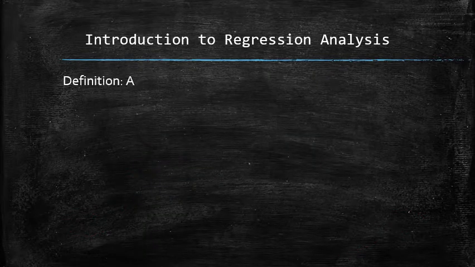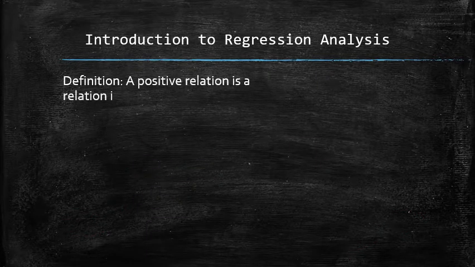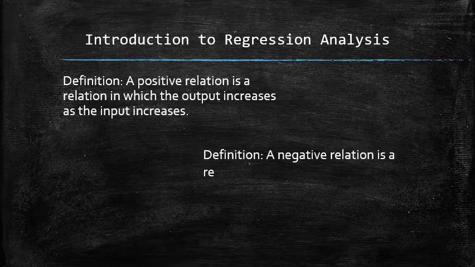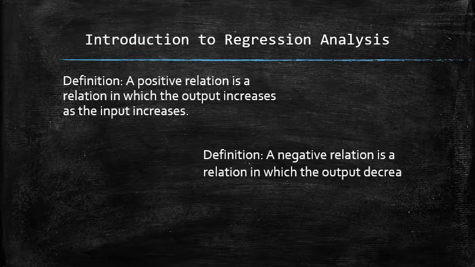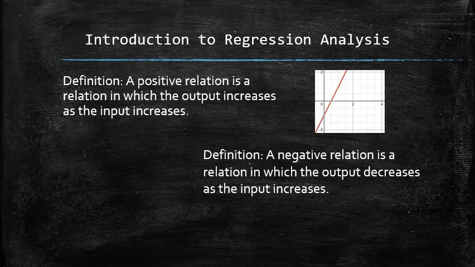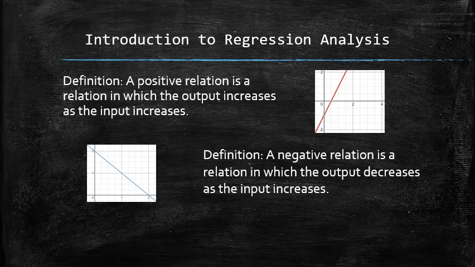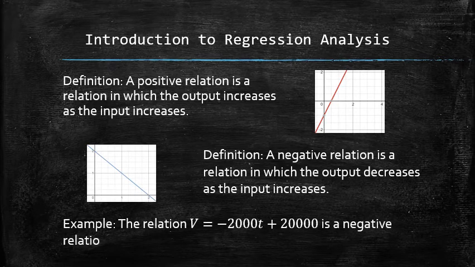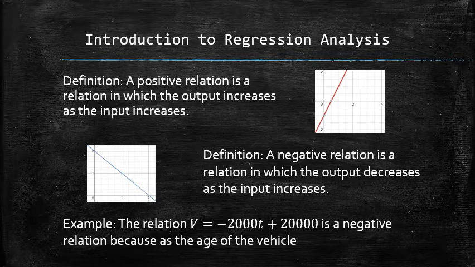A positive relation is a relation in which the output increases as the input increases. A negative relation is a relation in which the output decreases as the input increases. In general, linear relations with a positive slope are positive, and with a negative slope are negative. In our example, the relation V equals negative 2000t plus 20,000 is a negative relation because as the age of the vehicle increases, the value of the vehicle decreases, and also the slope is negative.